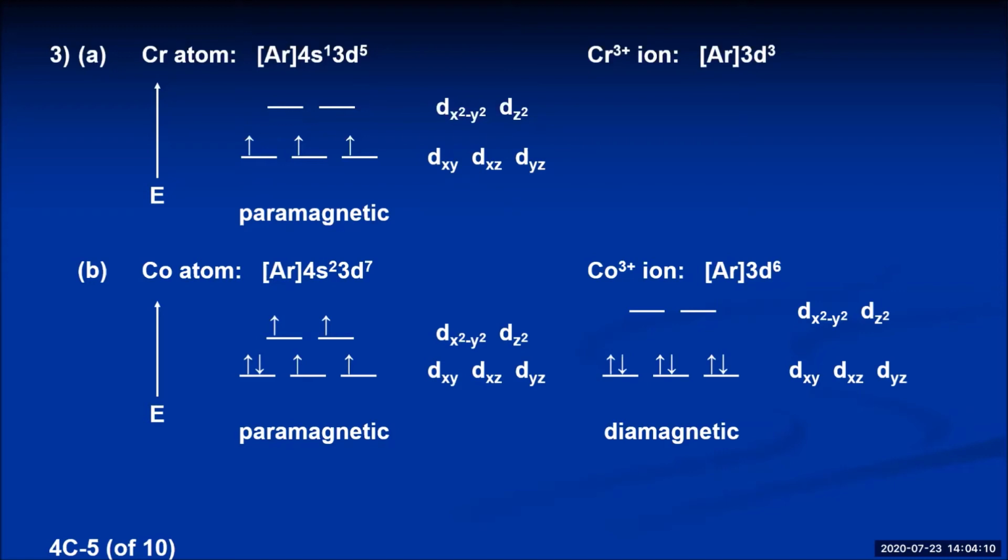C, iron positive 3, and once again it says high and low spin, so that means there must be 2 different ways the d electrons can be arranged. The iron atom has an electron configuration of argon in brackets 4s2 3d6. To make a positive 3 ion, you would pull out the 4s electrons first and then one of the 3d electrons. So the iron ion would have a configuration that has 5 d electrons.